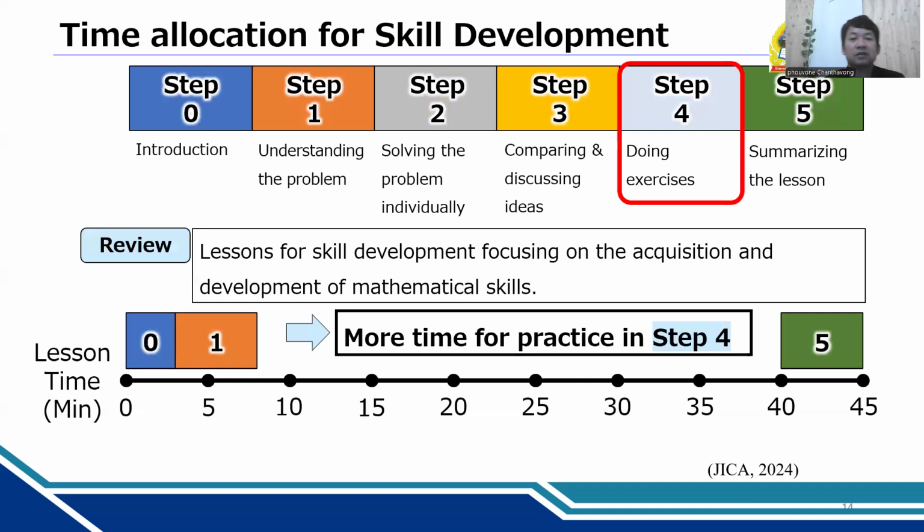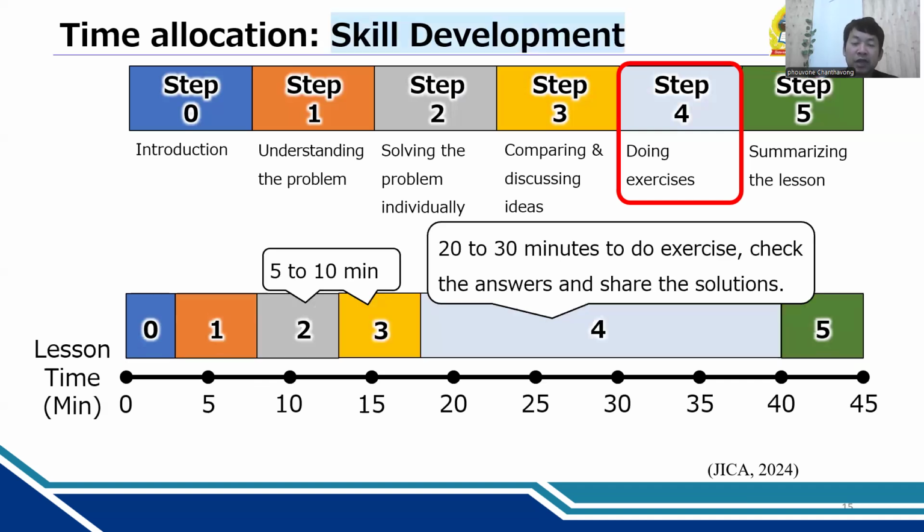For the time allocation for skill development, here we focus on improving the skill. It means focus on step 4, doing exercises. At this one, we focus on the acquisition of, or becoming familiar with, several ways of solving mathematics, increasing the mathematical skills. That's why we give more time to step 4, doing exercises.